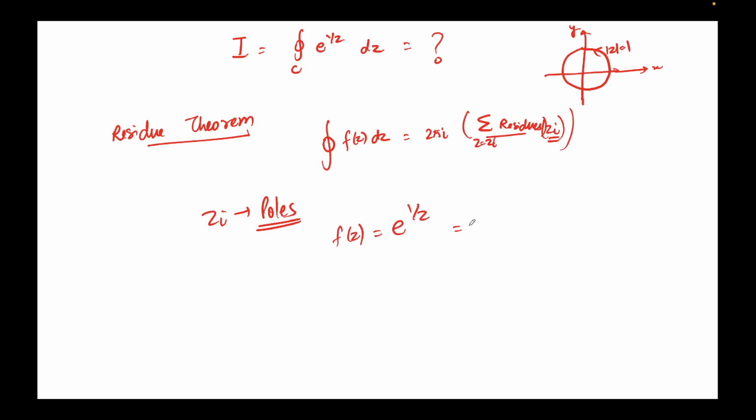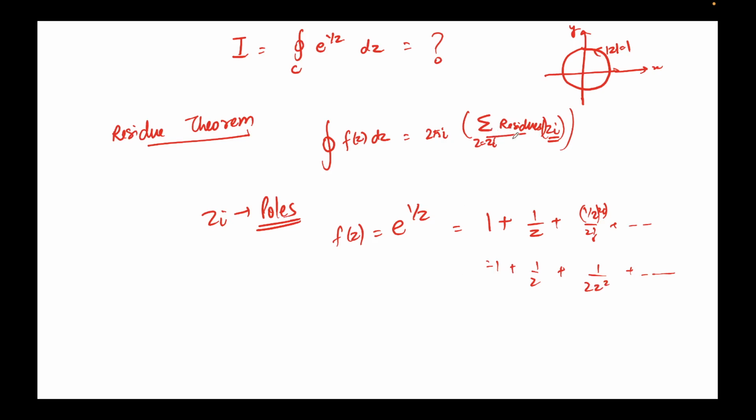So I can write e to the power x can be expanded as 1 plus x plus x square by 2 factorial. So 1 by z square by 2 factorial, and so on. And you will see the other terms, the higher order terms. So you can clearly see that it will be like 1 plus 1 over z plus 1 over 2z square, and so on and so forth. So z equal to 0, you can clearly see, is a pole over here, right?